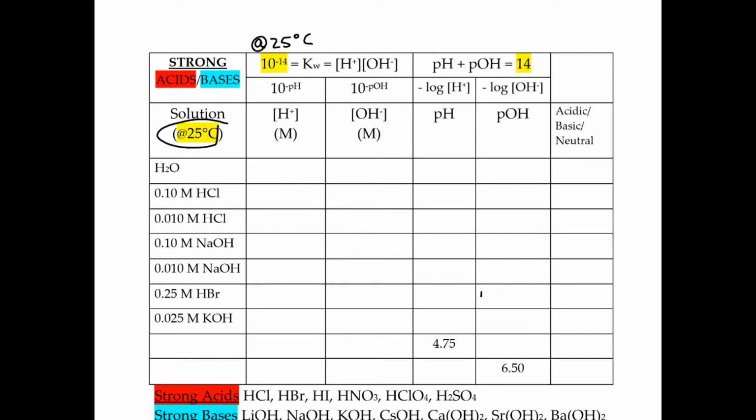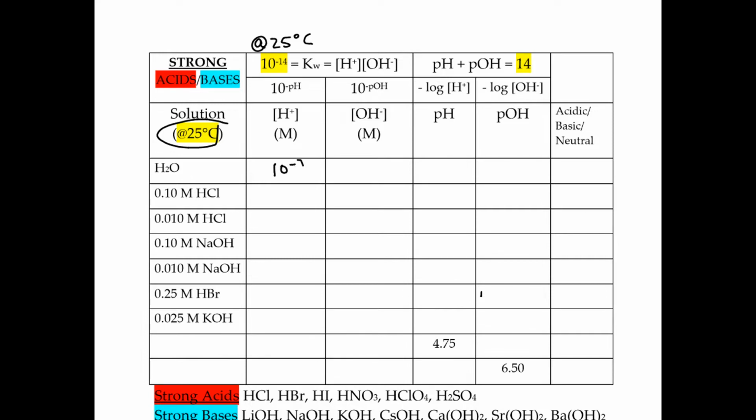So let's start with water. We know water is neutral. So if it's neutral, it has the same amount of H+ and OH-. If you have more H+, you're an acid. If you have more OH-, you're a base. So since these are the same, these numbers have to be the same. And what times itself gives you 10 to the minus 14th? That's going to be the square root of 10 to the minus 14th, which is 10 to the minus 7th. So this is going to be 10 to the minus 7th.